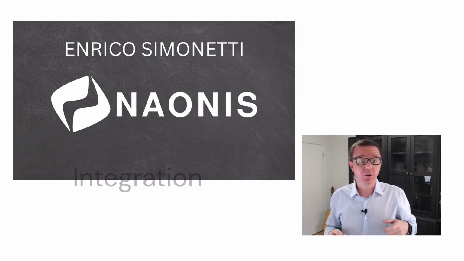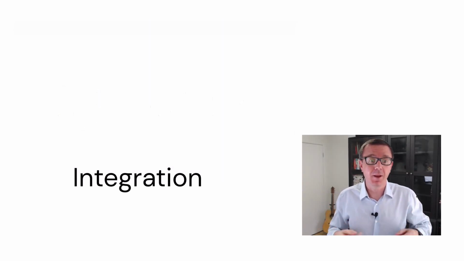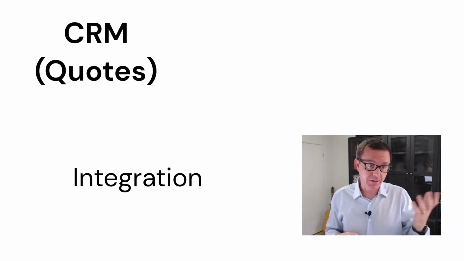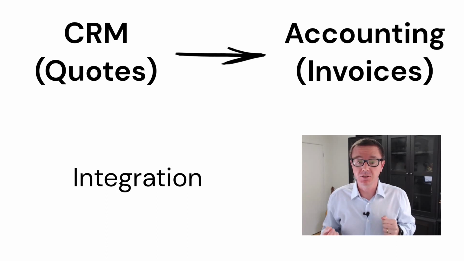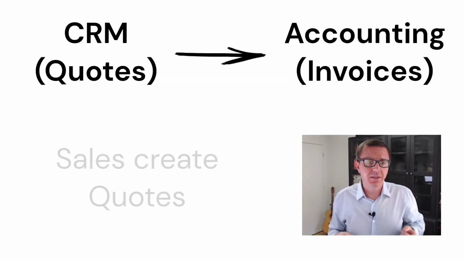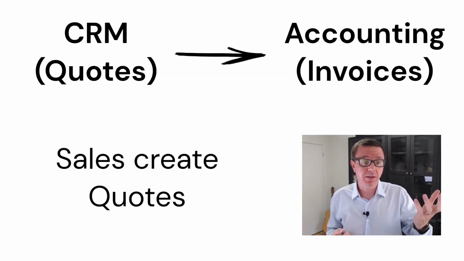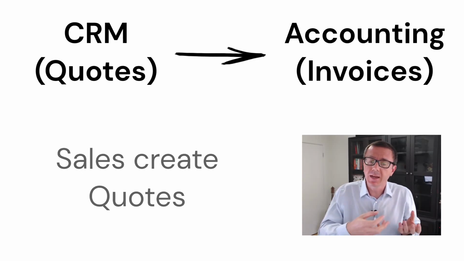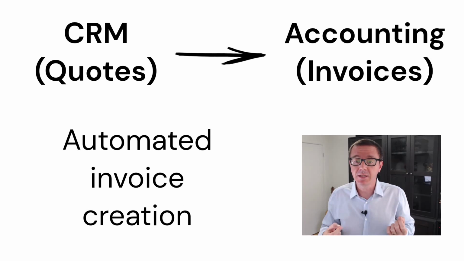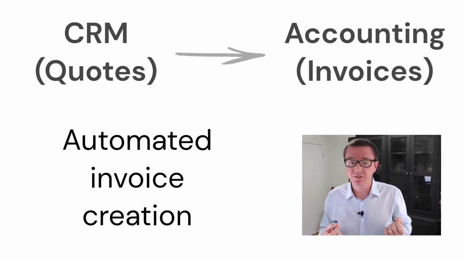In this video we are going to look at a high-level integration between a CRM system, a customer relationship management system, and an accounting and invoicing software. The high-level use case is our salespeople are creating quotes or invoices into a CRM system, and we want that information to flow seamlessly into our accounting and invoicing system.